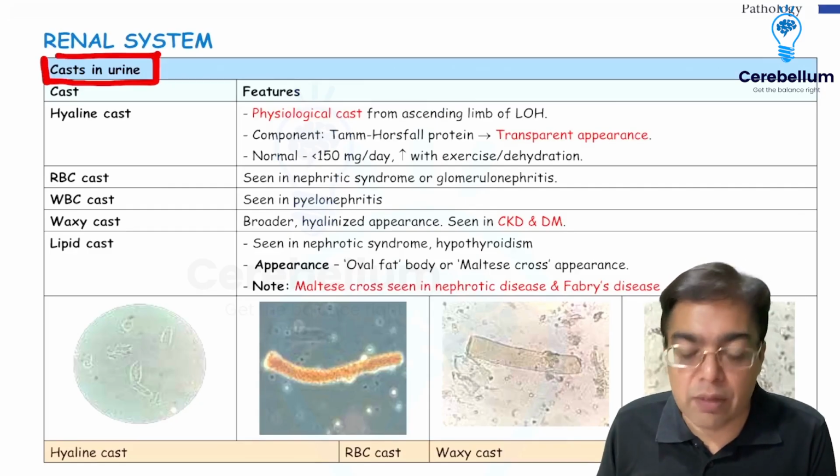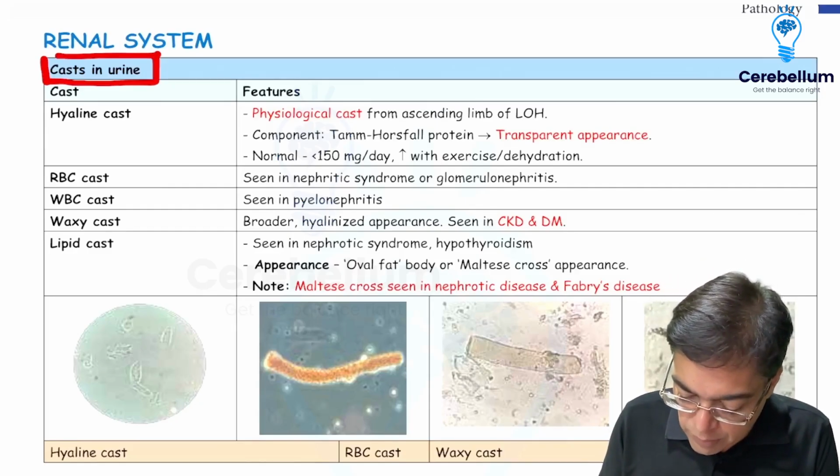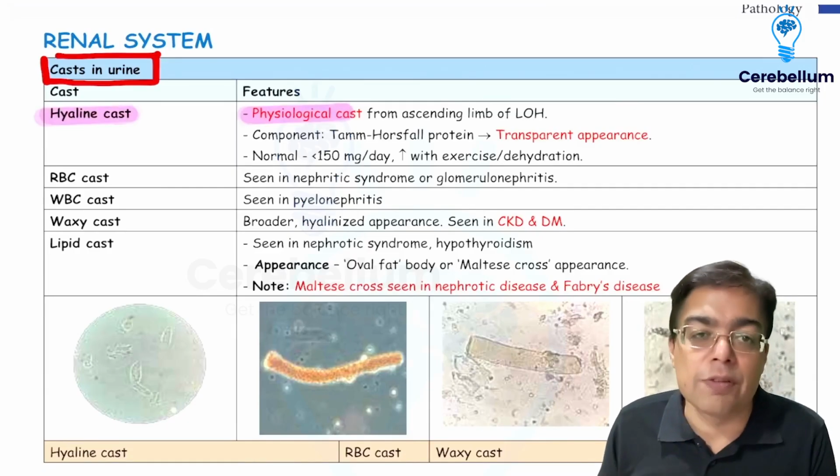Each of these casts may have a property. Let us just quickly have a recap about them. When we are talking about a cast that is given the name of a hyaline cast, it's the only important example of a physiological cast.